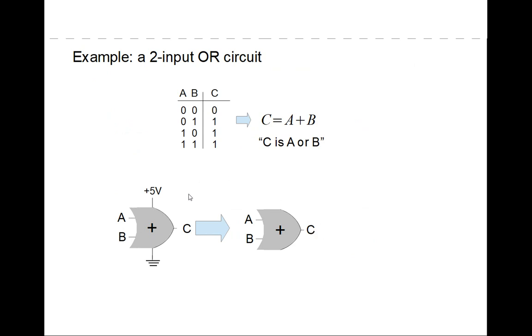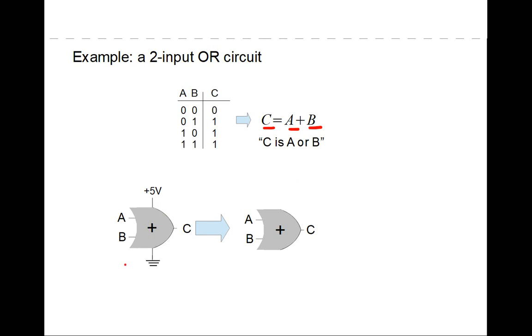Now let's look at some examples. The first example, we talked about the AND, but now we're going to talk about an OR. This is the truth table of this, which says the output is 1 any time either of the inputs is 1. And so this is the output. C is equal to A or B.